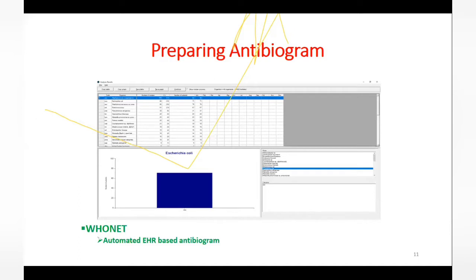To make an antibiogram, it is an EHR, that is electronic health record based antibiogram. The particular microbiology technician or lab personnel enters the data of the susceptibility pattern of a particular pathogen against the different antibiotics into this WHONET software, and on a regular basis we get the antibiogram prepared from this WHONET.